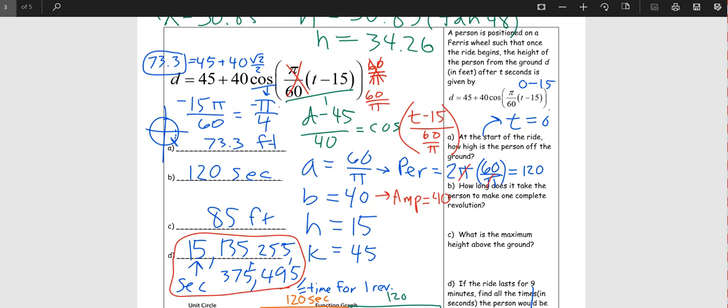That is the angle that we found when we plugged in 0 inside here. So we walked ourselves through the process of plugging in 0, which gave us 0 minus 15, which was negative 15. And then we reduced that, because negative 15 pi over 16 reduced to negative pi over 4. And then we knew that was what we needed to take the cosine of.